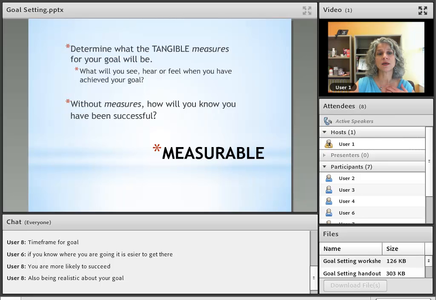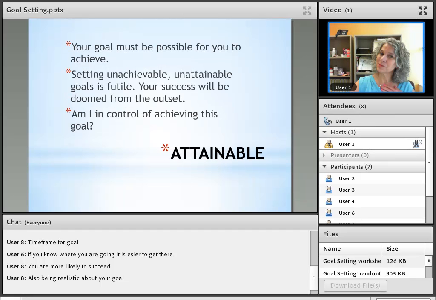All right, so specific, measurable, and attainable. So A is attainable. Your goal must be possible for you to achieve. It's got to be something attainable. Setting unattainable goals is just futile, and it's going to create frustration. Does anybody have an example of a goal that you might have set for yourself at any time, not just during your weight loss journey, but at any time, that might have been unattainable, and then you realized later, I really should have narrowed my scope? Can anybody give us an example of that?